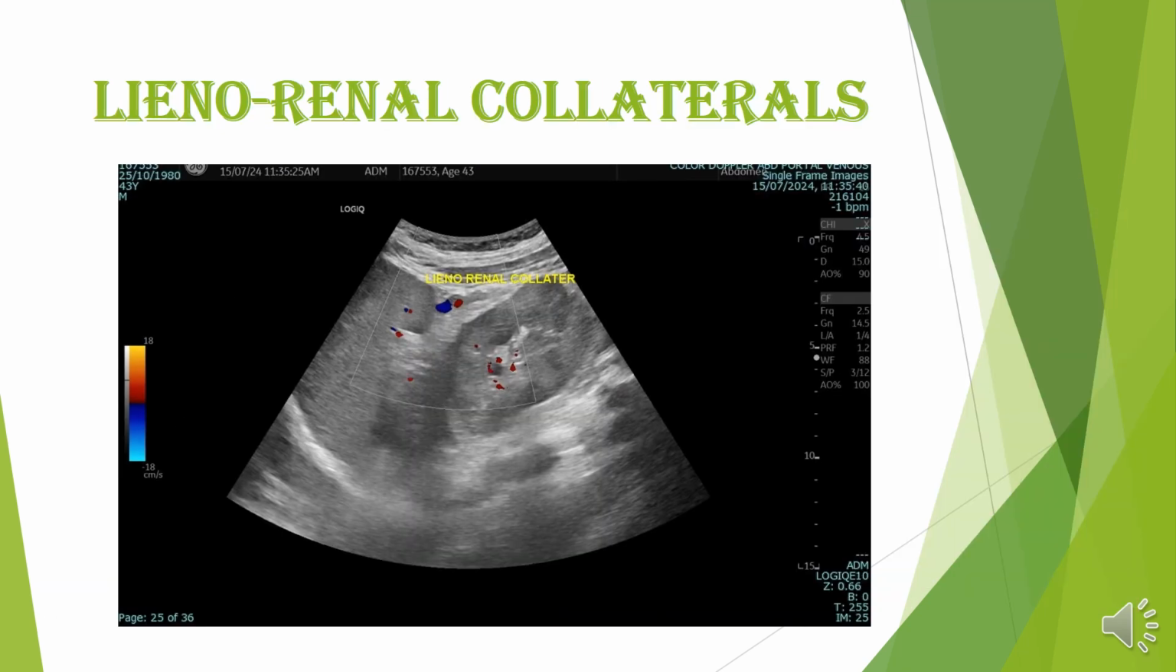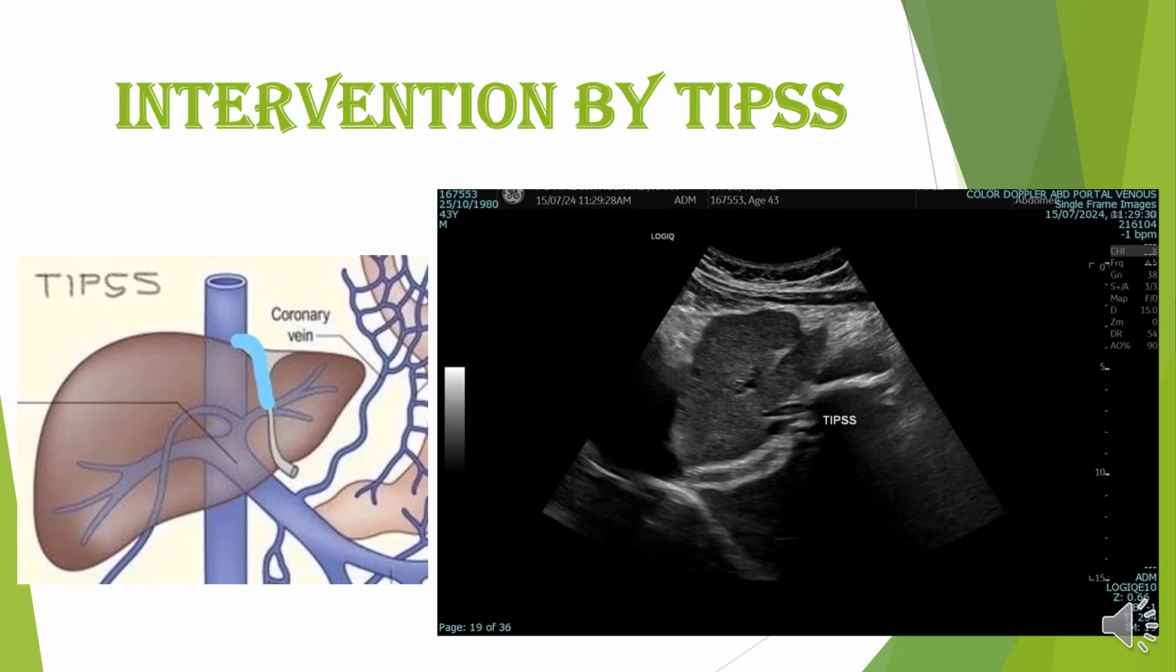This is a lienorenal collateral. This is the spleen, and this is the left kidney. You can see there is a collateral which is connected between the splenic vein and the left renal vein, a lienorenal collateral. That was all about color Doppler findings in case of portal hypertension.